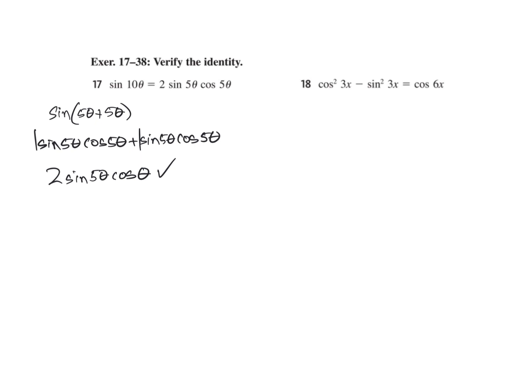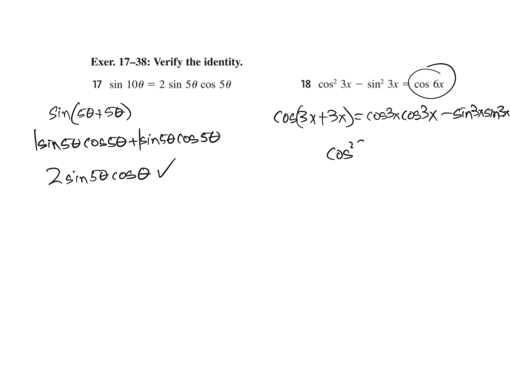Okay, on number 18, we can go ahead and simplify that the same way we did number 17, as the cosine of 3x plus 3x, and that's the cosine 3x cosine 3x minus sine 3x sine 3x. Well, there you go. Cosine times cosine is cosine squared 3x minus, and sine 3x times sine 3x is sine squared of 3x. Check.